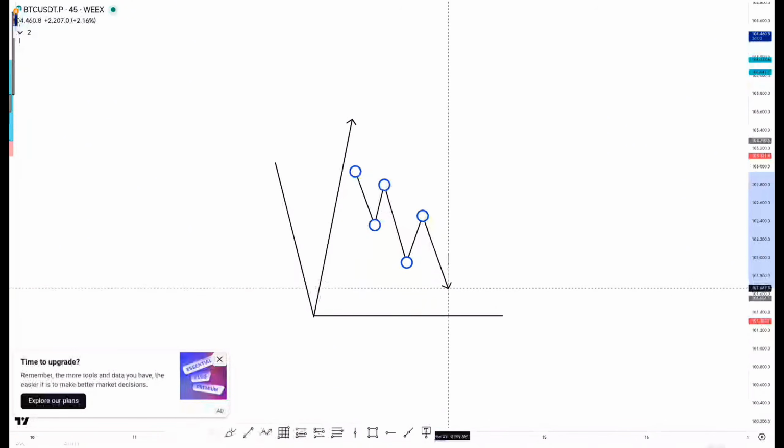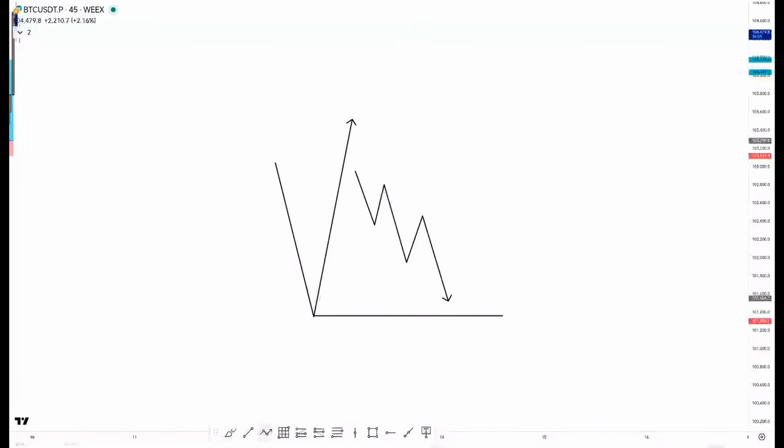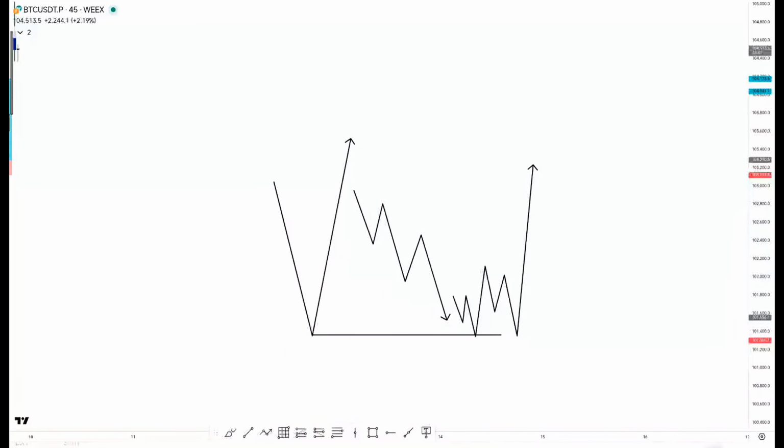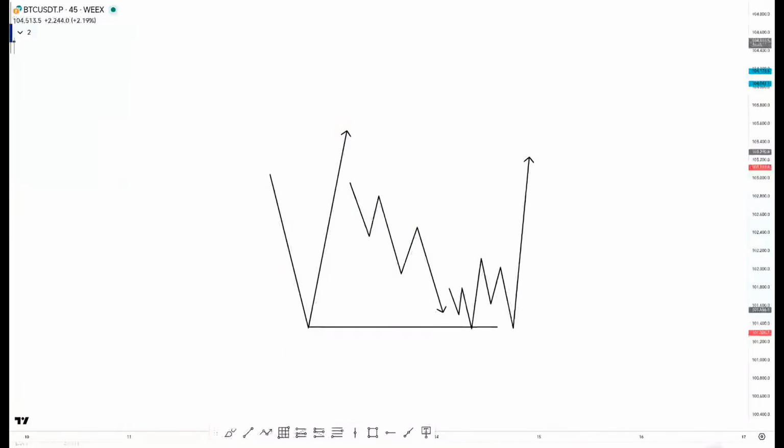Then you anticipate something like this, just something like this on a lower time frame for your entry.